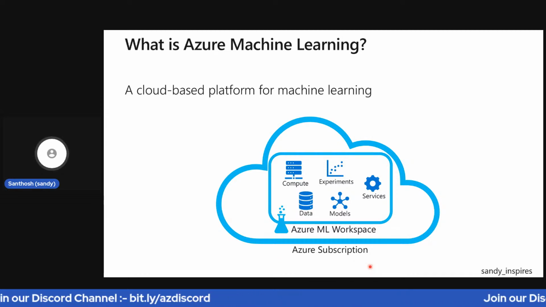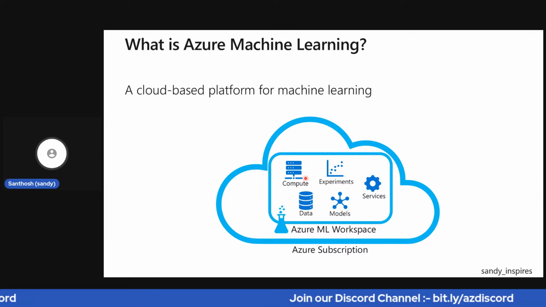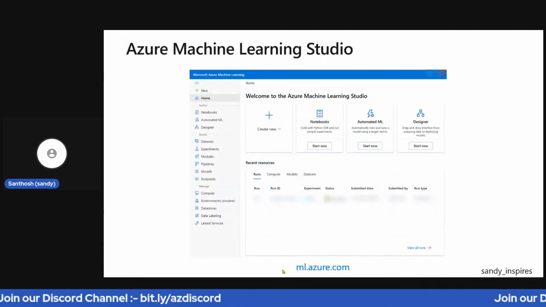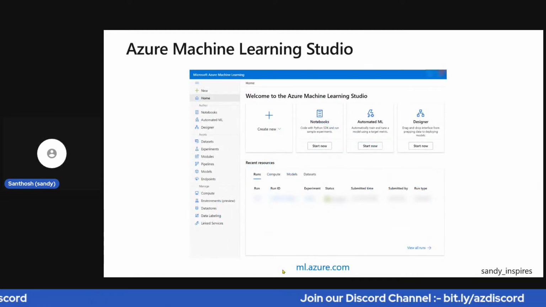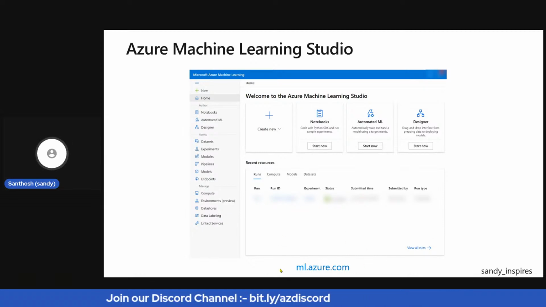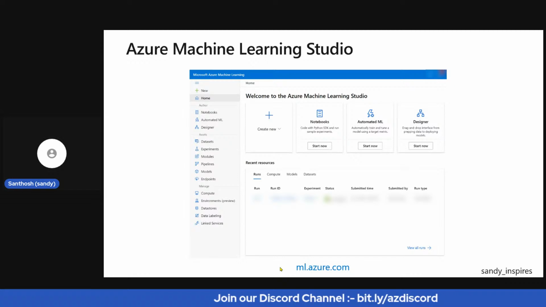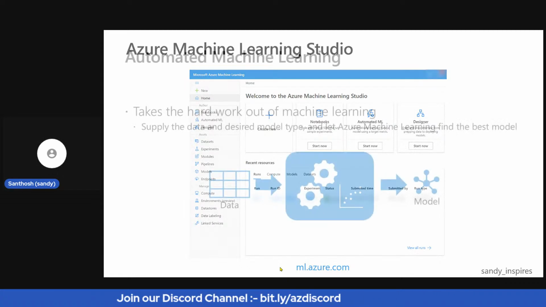So subscription is the first part, and then you have the ML workspace. It has all the compute, data, experiments, models, and services. So experiments is where the actual training happens. We'll see that when we use the machine learning studio. It is called machine learning, and the thing that is inside is machine learning studio. That's the name. Name doesn't matter. Designer is another name people use when you use the designer part.